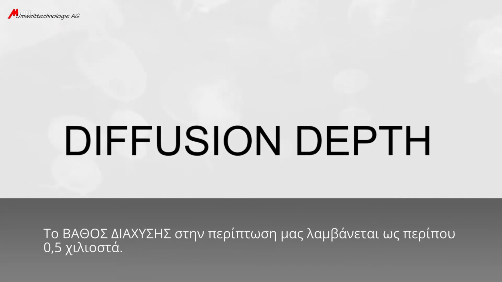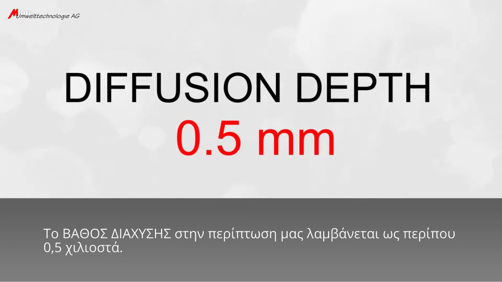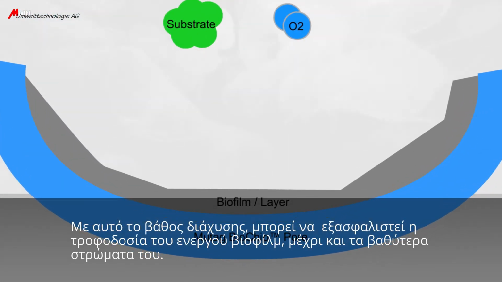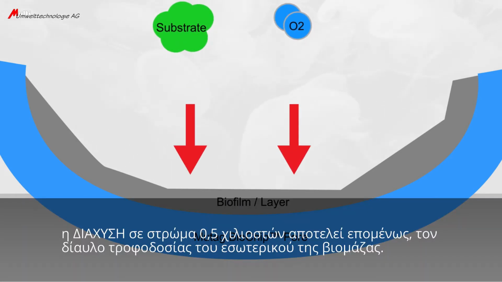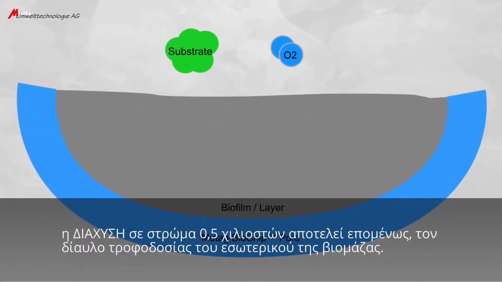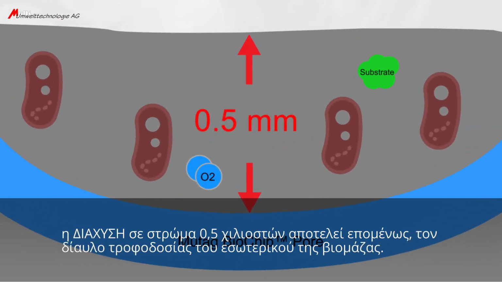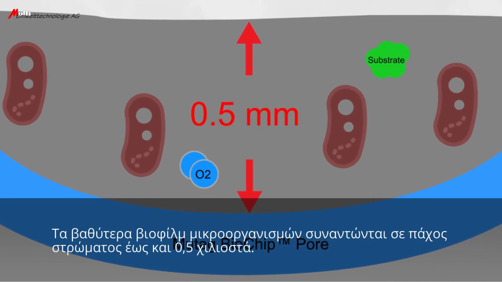The diffusion depth in our case can be assumed with approximately 0.5 mm. Up to this scale, the supply of active biofilms down to the deepest layers is ensured. The diffusion of 0.5 mm is hence the supply channel through the biomass. The deepest biofilms are situated in a layer thickness up to 0.5 mm.